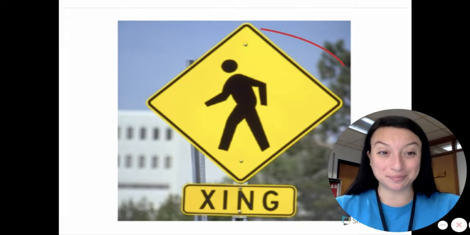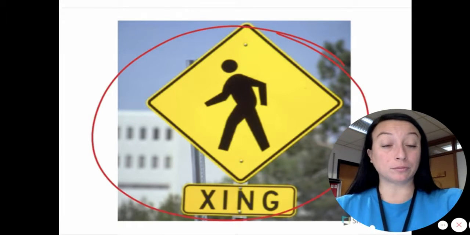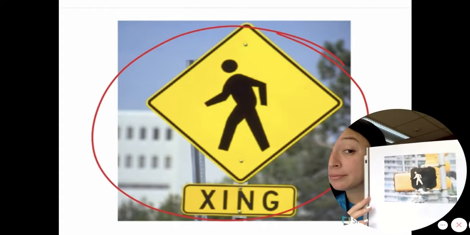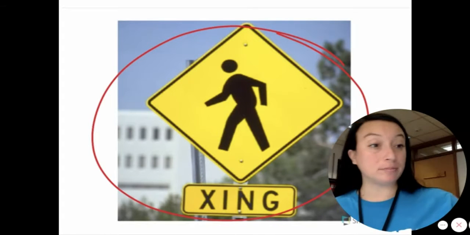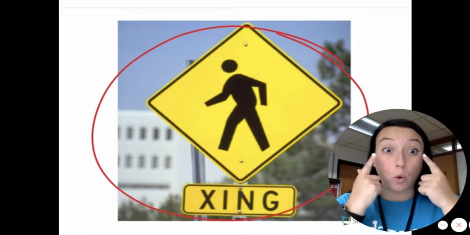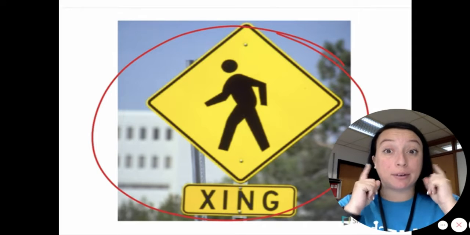Pedestrian crossing. It means it's okay to cross the street there after you've checked and made sure there are no cars coming. You still always have to check with your eyes and your ears.